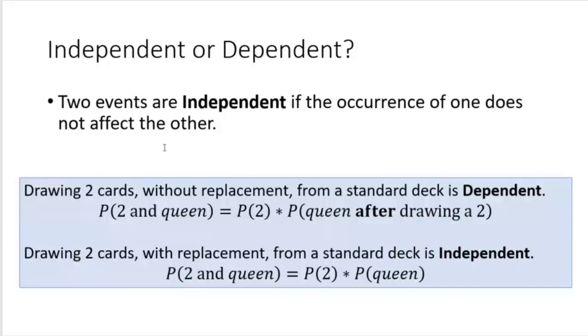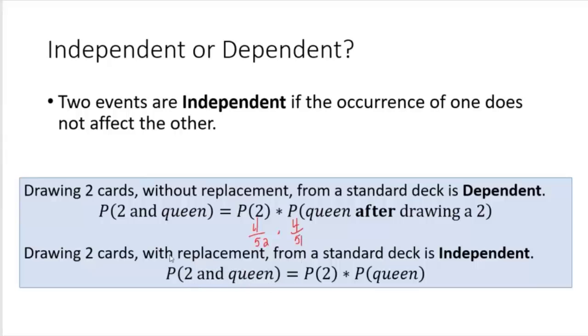I used to tell my students all the time, you add for or, add for or, add for or. If you say that enough, that's how you'll know if you should add or multiply. Add for or. You multiply when it says and. So when we look at this one, once again, what we just did on that previous thing was the probability of drawing a 2, 4 out of 52. If we don't put it back, then the probability of drawing the queen is 4 out of 51.